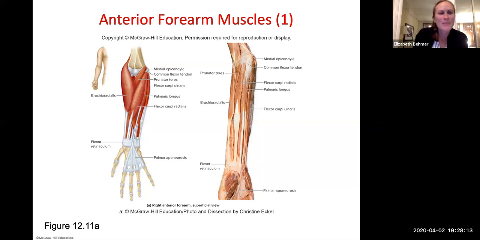Anyway, brachioradialis. So we're on the anterior side of the forearm. You can see your flexor carpi radialis. If we work our way from lateral to medial, the brachioradialis will have the radialis word in it because it's on the radius side where your thumb is. Flexor carpi radialis will also eventually make its way to the thumb. Then palmaris longus, and then the flexor carpi ulnaris will be on the pinky side.